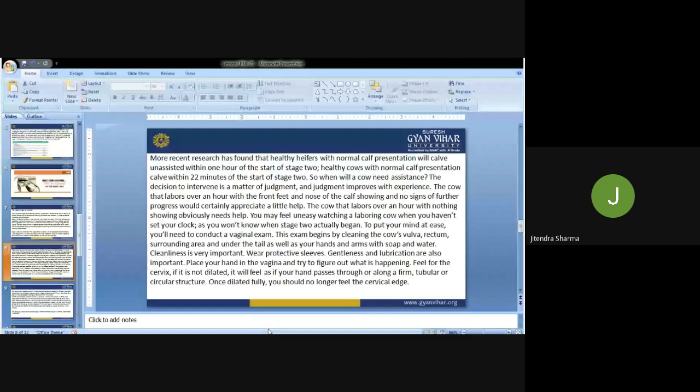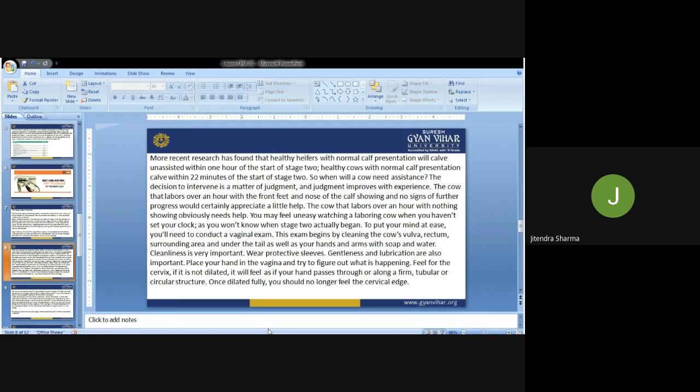You may feel uneasy watching a laboring cow when you have not set your clock. If you want to know when stage 2 actually began, to put your mind at ease, you will need to conduct a vaginal examination. With this exam, begin by cleaning the cow's vulva, rectum, surrounding area, and under the tail, as well as your hands and arms, with soap and water. Cleanliness is very important. Wear protective sleeves. Gentleness and lubrication are also important. Place your hand in the vagina and try to figure out what is happening.